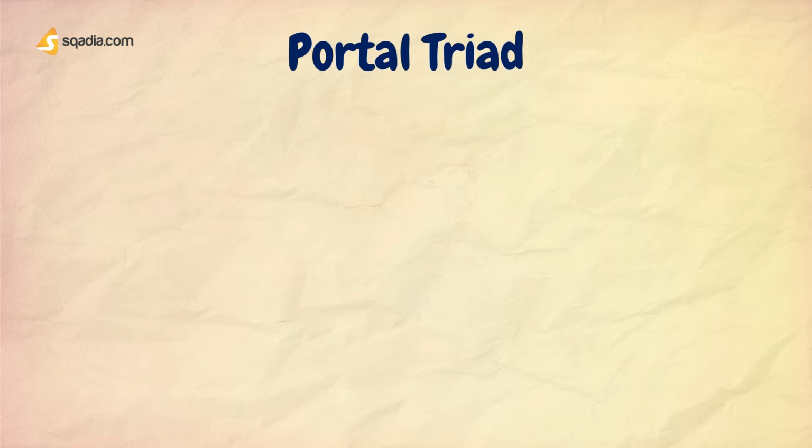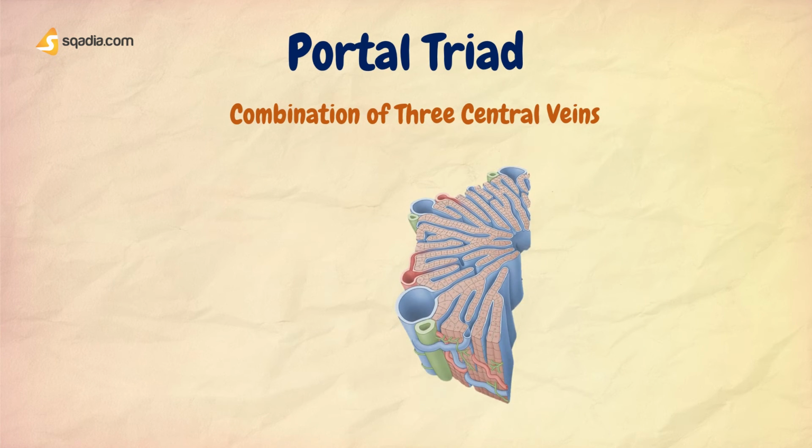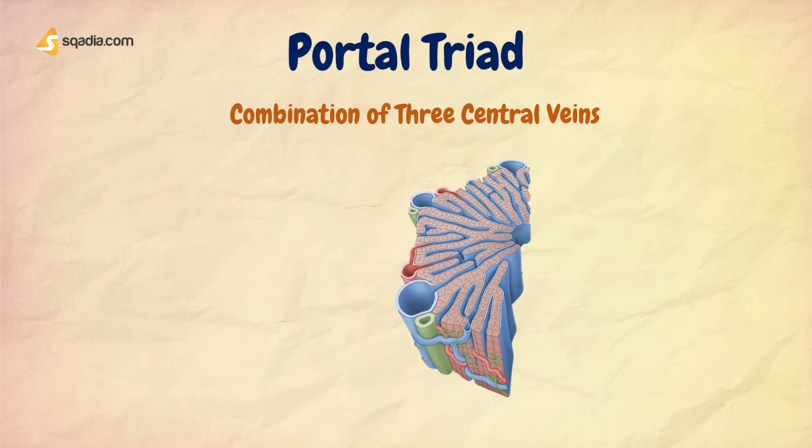Okay, so moving ahead, we have a triad consisting of 3 networking connective tissues called the portal triad, which is formed by a combination of 3 central veins. We have 3 divisions of connective tissues associated with it.